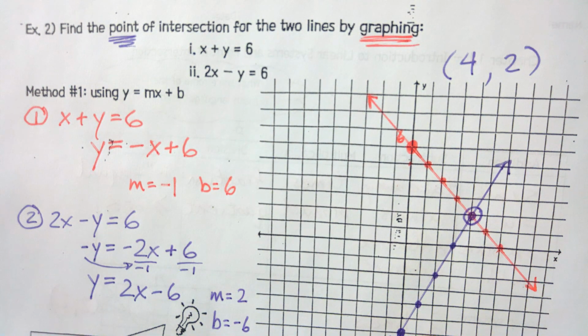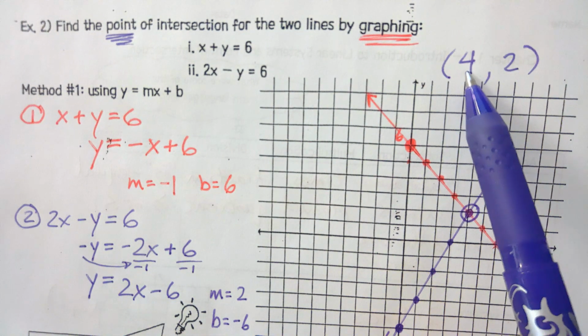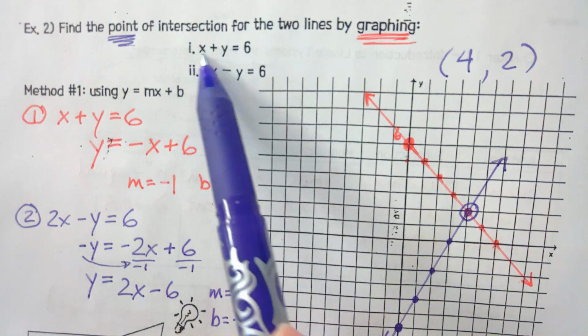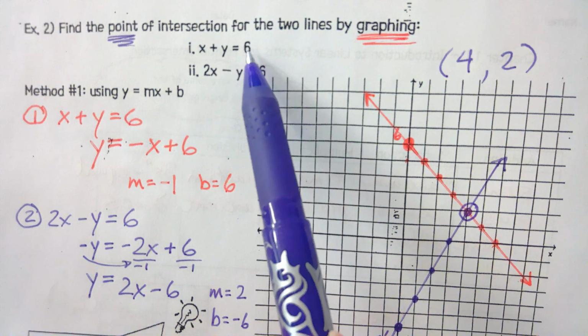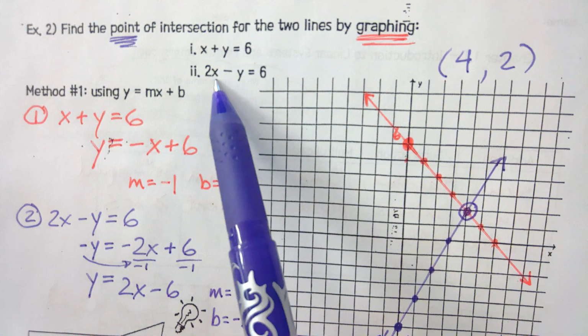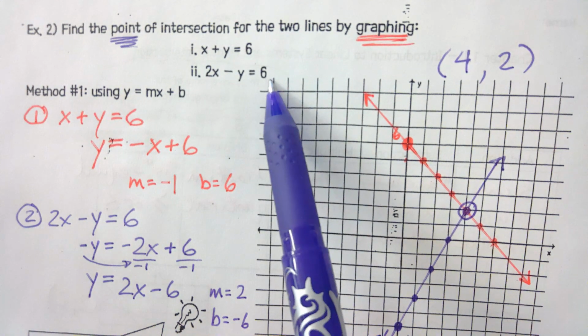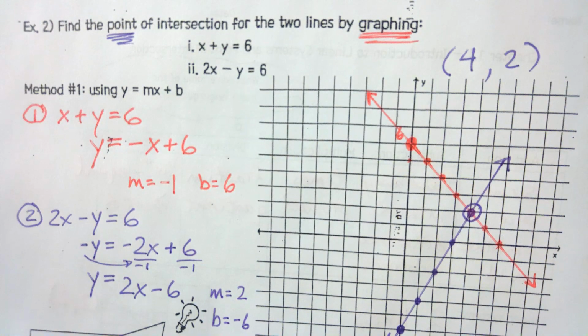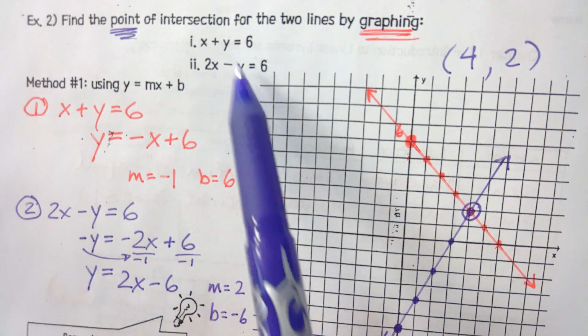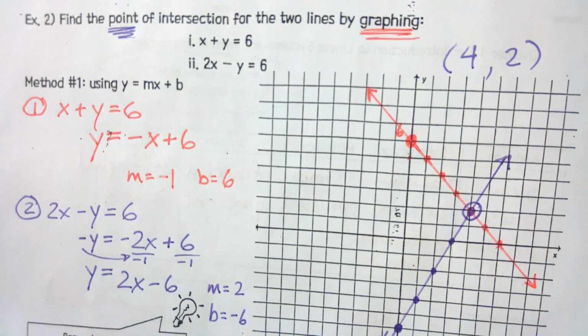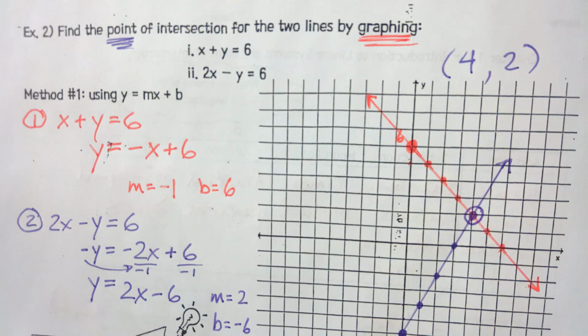How do I check if my answer is correct? Right, yeah. So if I'm saying right here, X is 4, Y is 2. What's 4 plus 2? 6. Yay. And then 2 times 4 minus 2? 6. So if your point of intersection is correct, it should satisfy both equations. It should work. If not, then you made a mistake.